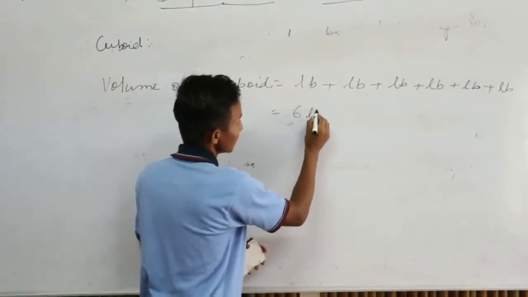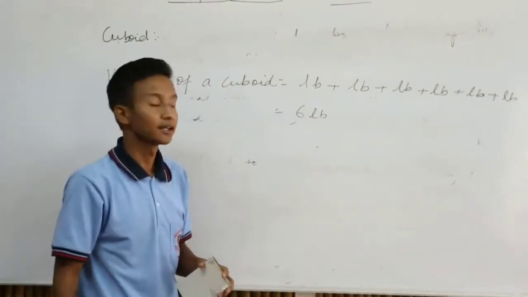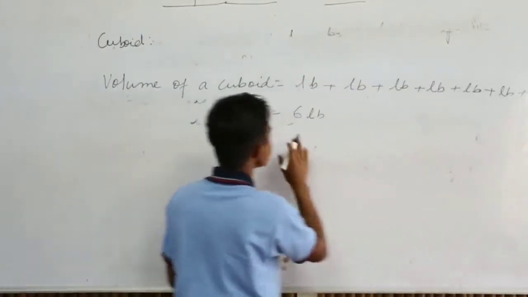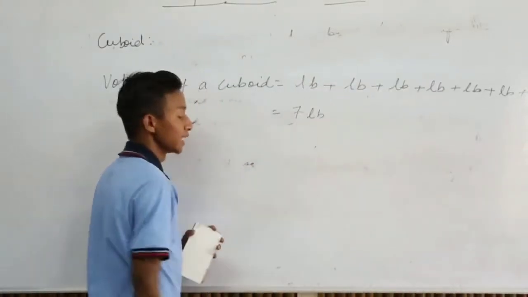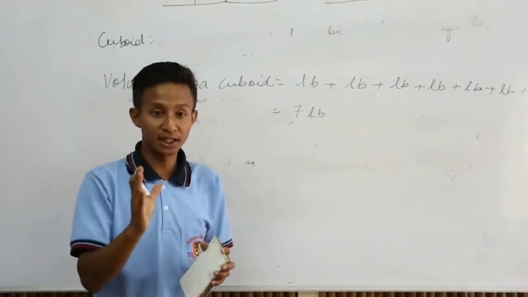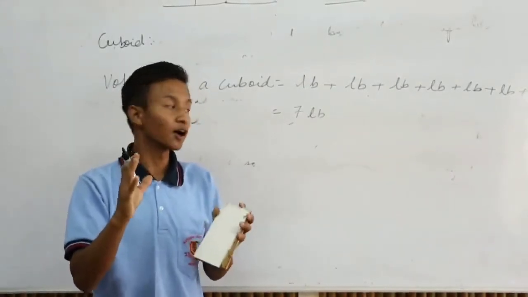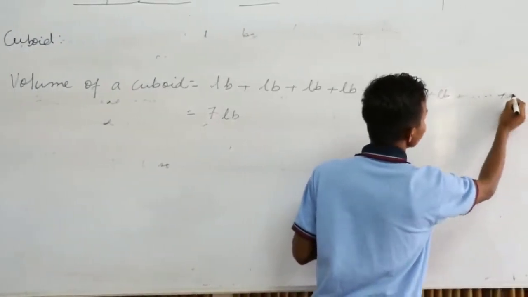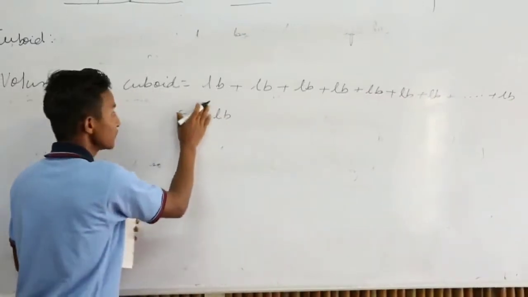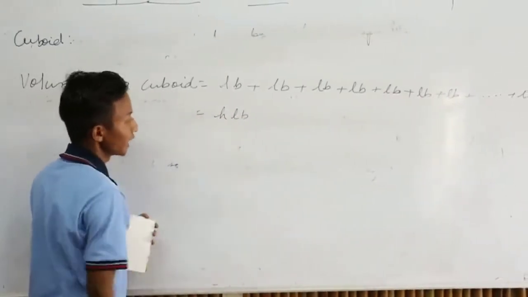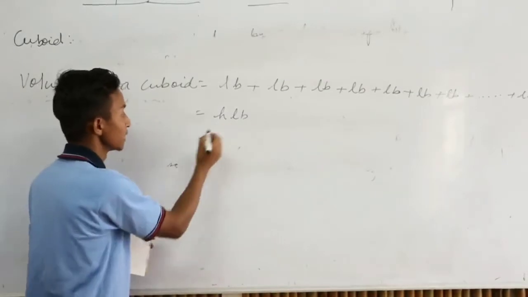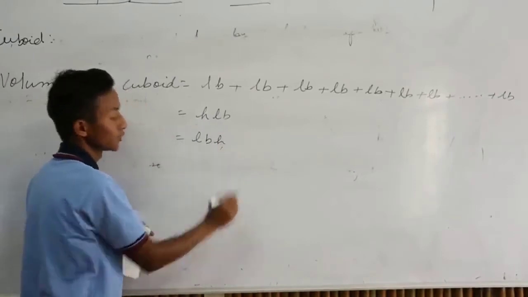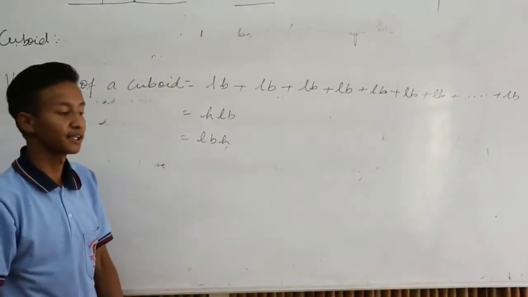6 length into breadth. If you want to add one more length into breadth, you get 7 length into breadth. But we talk in general that there are h number of them. Let me add this area up to h number of them. We get h into length into breadth. Let me rearrange: we get length into breadth into height. This is the volume of a cuboid.